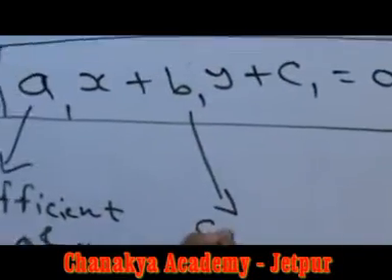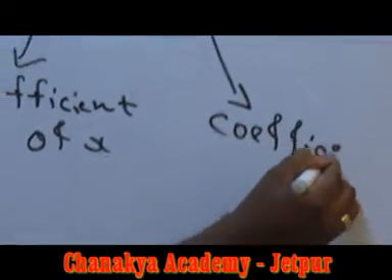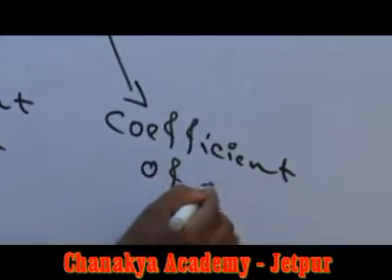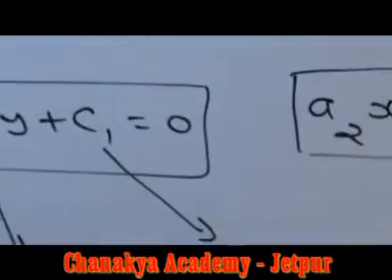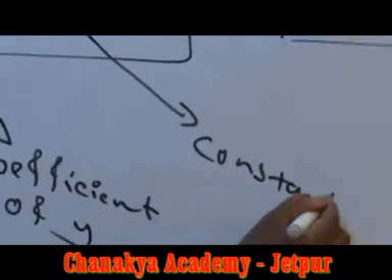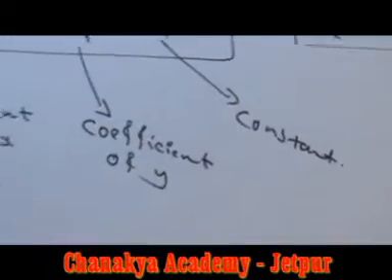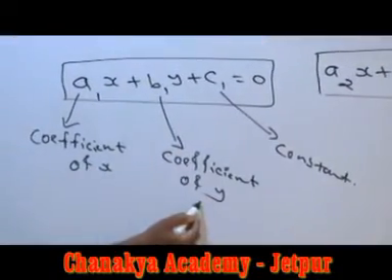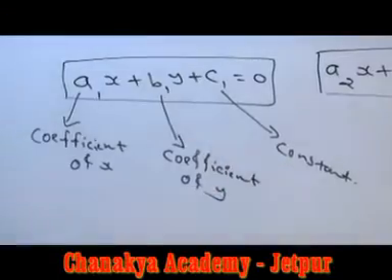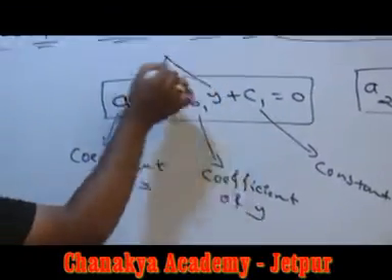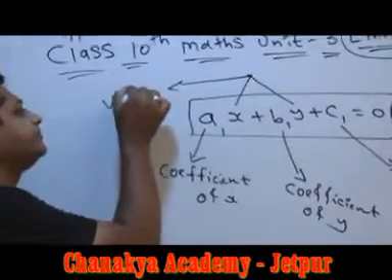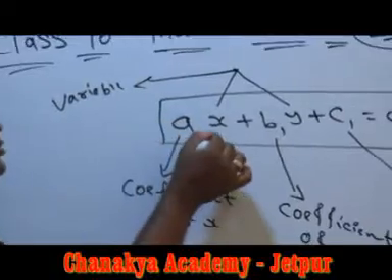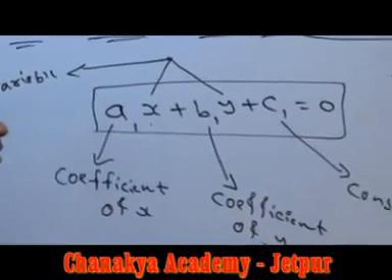b1 is a coefficient of y, c1 is a constant for the first equation. Students, a1 is a coefficient of x in the first equation, b1 is a coefficient of y in the first equation, c1 is a constant. Here x and y are variables. x is a variable, y is also a variable.